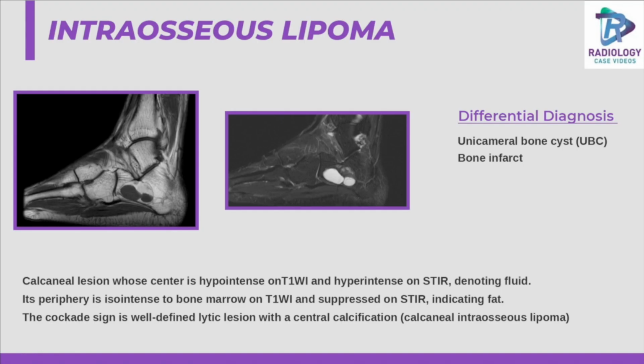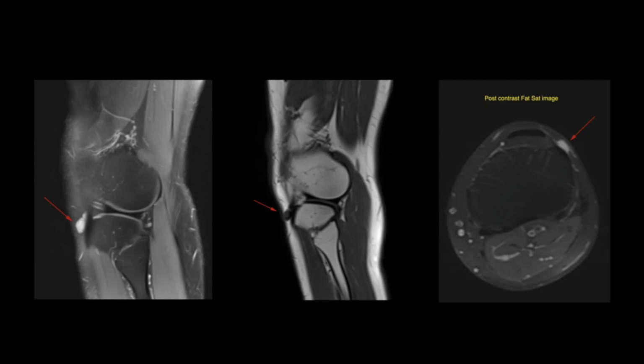Intraosseous lipomas are rare, but they are the most common lipogenic tumors of the bone. And the calcaneum is considered one of the most common areas to have this lesion, followed by femur. An important sign is cockade sign, which is well-defined lytic lesion with central calcification. The differential diagnosis is unicameral bone cyst and bone infarct. Here is the next case.